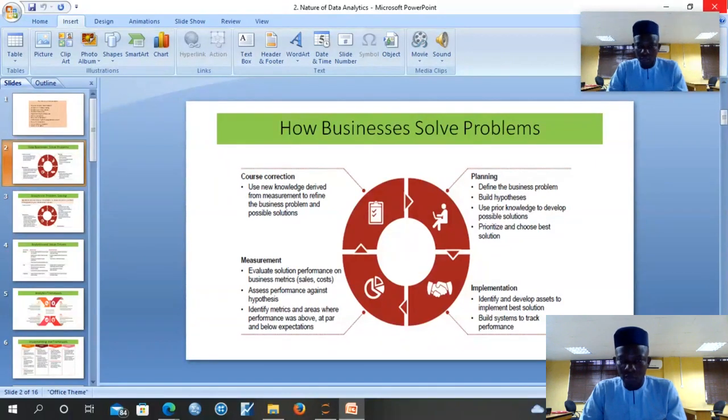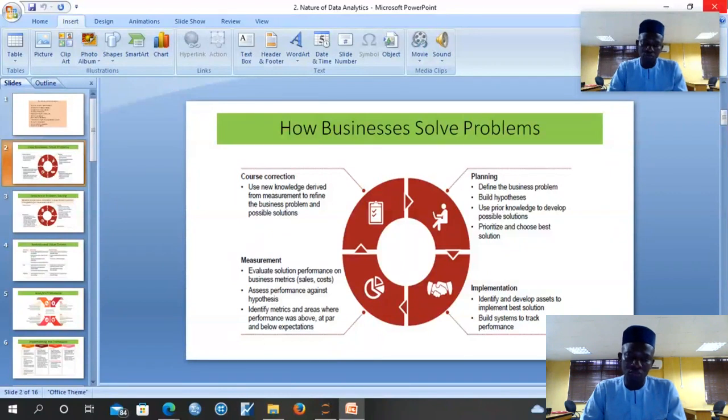If we look at it, can we guess the 2 areas out of the 4 that will be most data intensive? Measurement is automatic. You can't measure if you don't have the data. So the other area that requires the most data is planning, when you have to define the problem, build a hypothesis, use prior knowledge, and choose an option. So you need to consider alternatives, and you need to calculate cost benefit analysis.